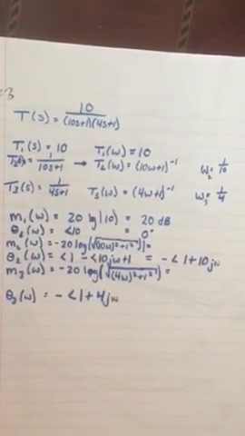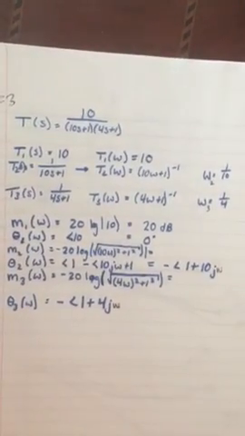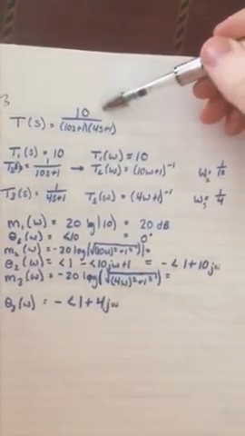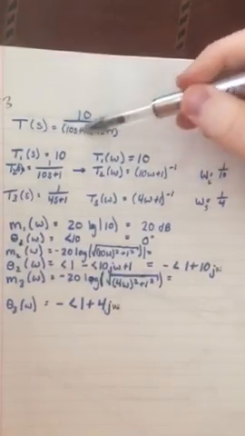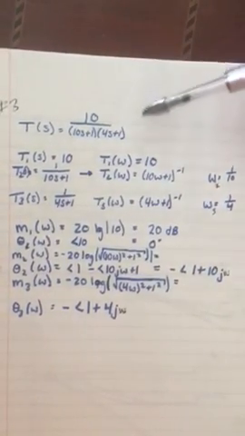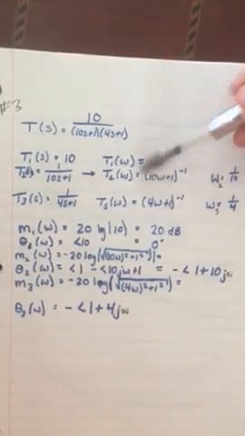Okay, so this is homework 7, number 3, where we have to make a Bode plot. And first they give us the initial transfer function, 10 over (10s plus 1) times (4s plus 1). And basically you can split that up into 3 separate transfer functions.